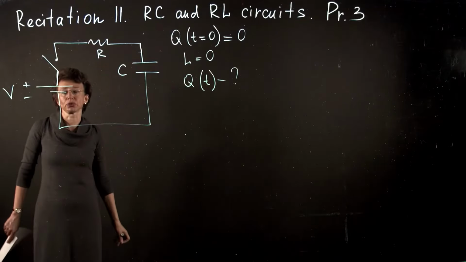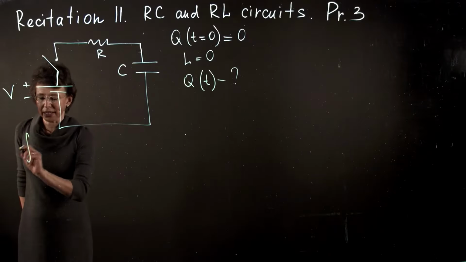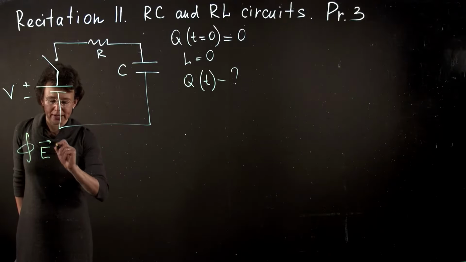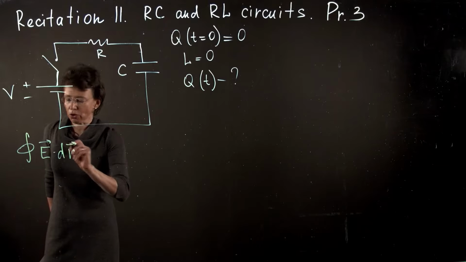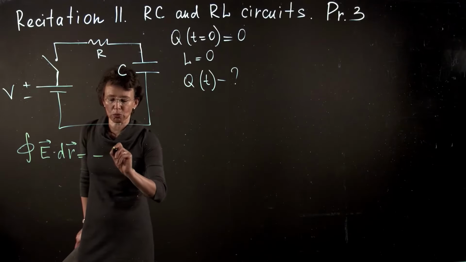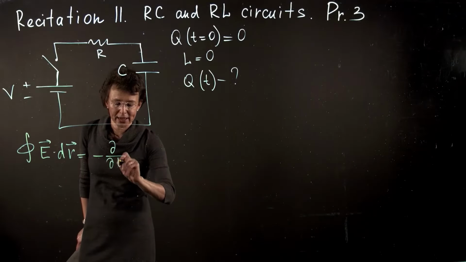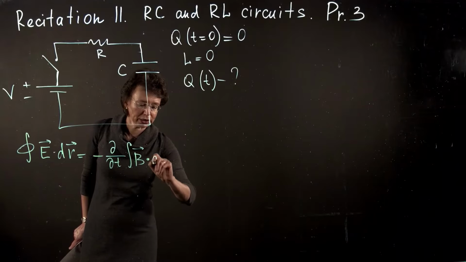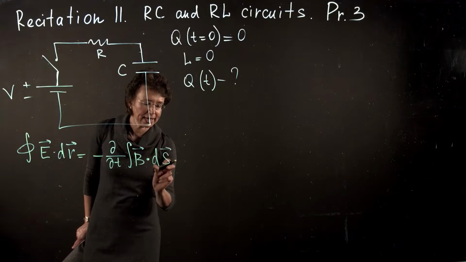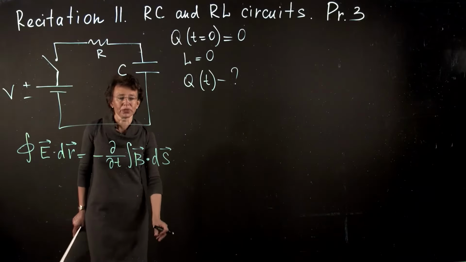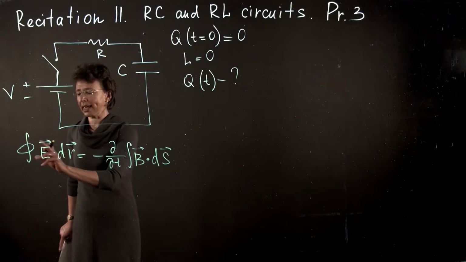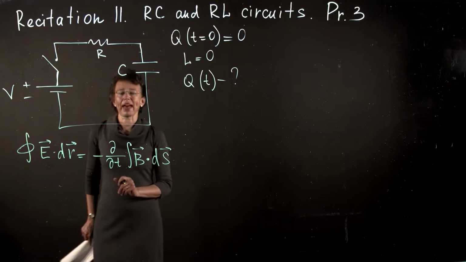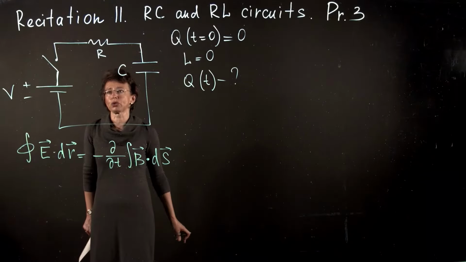Which law will we use? Faraday's law. Integral E dot dr, closed path, is equal to minus d dt of the flux of the magnetic field, B dot ds, where ds is area vector. Area is S bounded by this path. And we follow our usual steps.